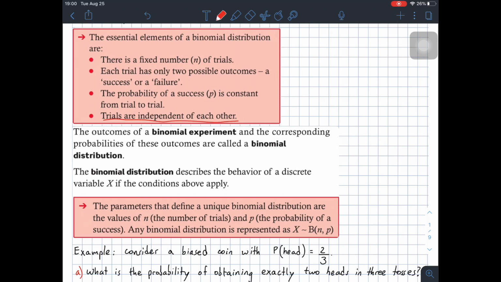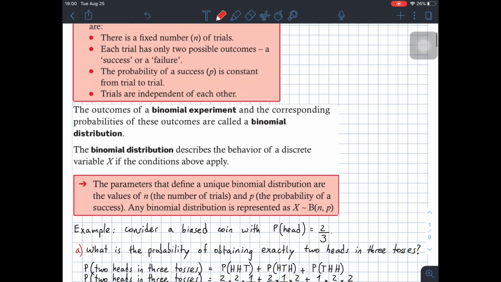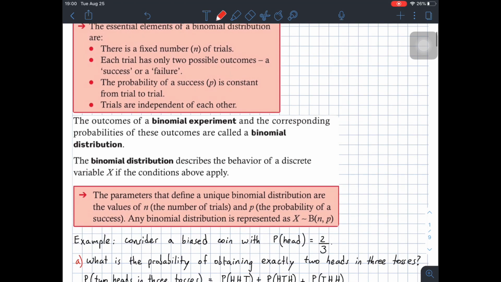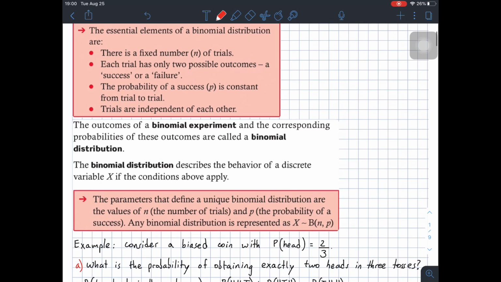This is very important. In order to be able to apply binomial distribution, we need to be talking about independent events, okay? The outcomes of a binomial experiment and the corresponding probabilities of these outcomes are called binomial distribution. Here you can figure out why the name binomial, right? Bi comes from two. And why two? Because we talk about trials in which the outcomes are only two, success or failure. That's why we talk about binomial distribution.